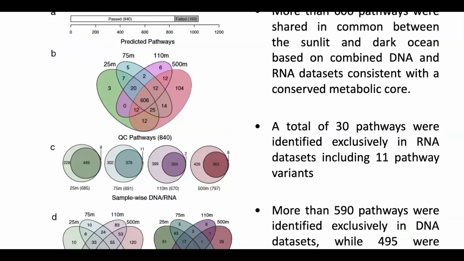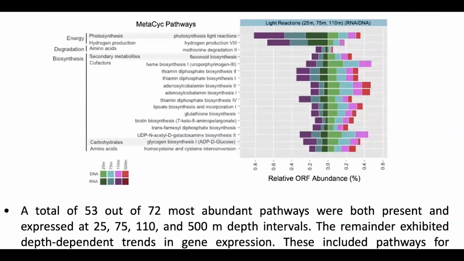You can ask, at the different depths, is there a core set of pathways? Are there unique pathways? The bottom line is that more than 600 pathways were predicted and shared in common between the sunlit and the dark ocean. So the pathway distribution is pretty homogeneous. However, this is where it gets really interesting. I'll spend a few minutes on this sequence.